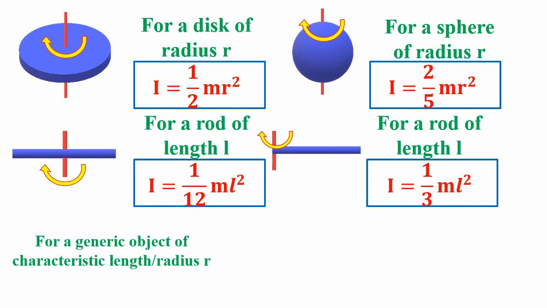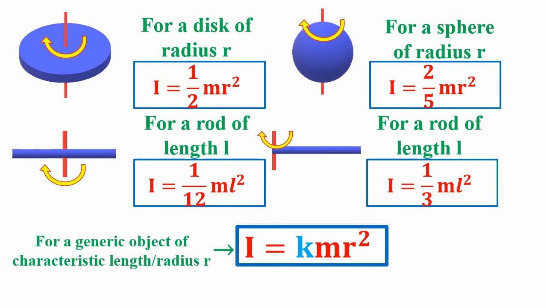Now, if you compare these objects, you will see that the moment of inertia can commonly be written as some constant times mr squared or ml squared, depending on the kind of object. So we can write a general equation for moment of inertia as I equals k mr squared, where k can be any constant. Now this k is referred to as the radius of gyration. For a disk, the radius of gyration is half. For a sphere, the radius of gyration is 2 over 5.